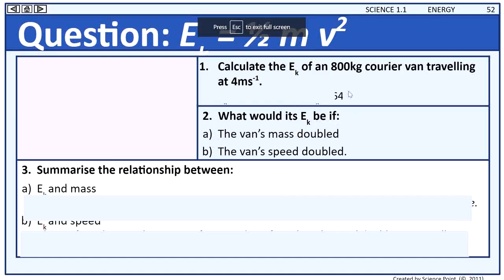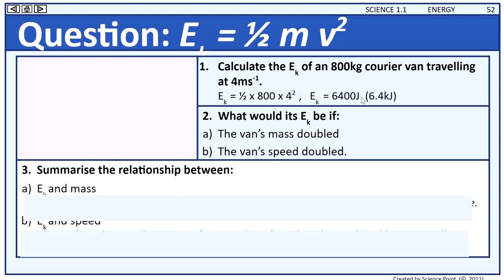So we're going to look at this top question here. Calculate the kinetic energy of an 800 kg van traveling at 4 meters per second. So the formula here is a half times the mass, which is 800, times the speed squared. When we type that in our calculator, it's really important: we go 0.5 times 800 times 4 squared. Okay, the answer is 64 joules.